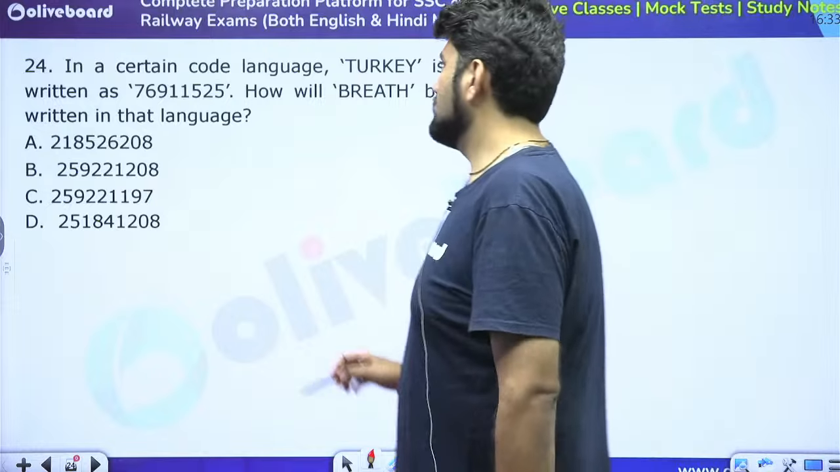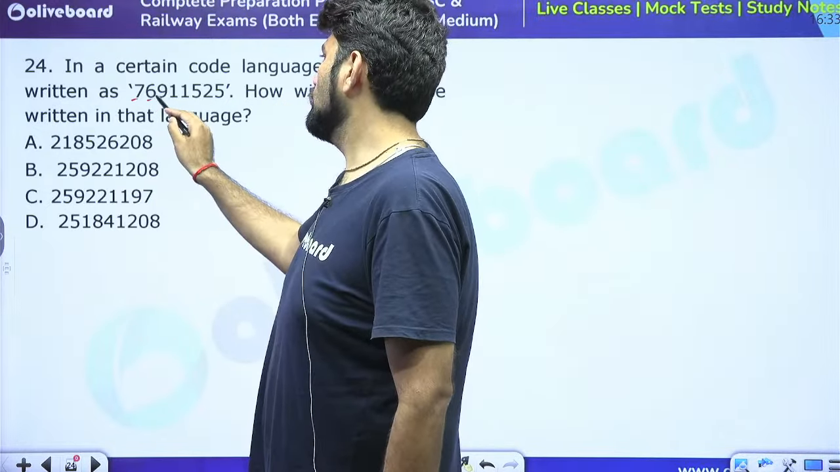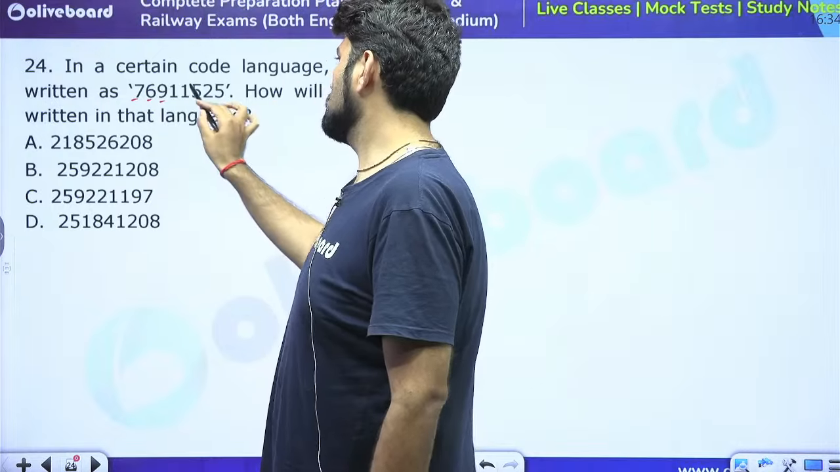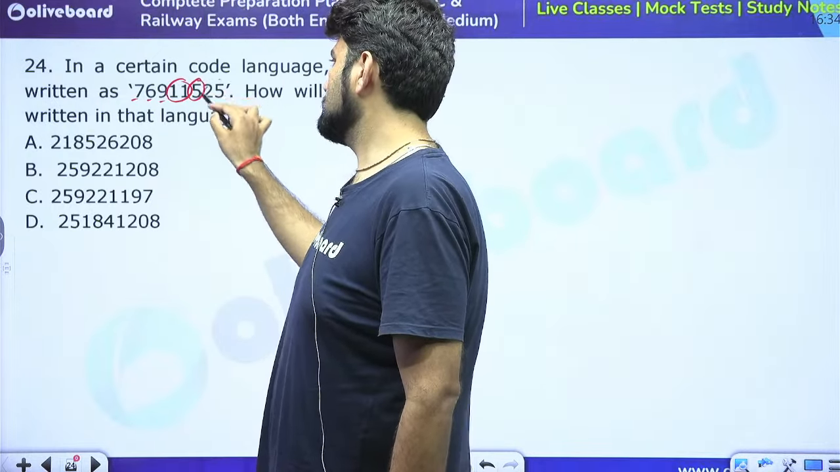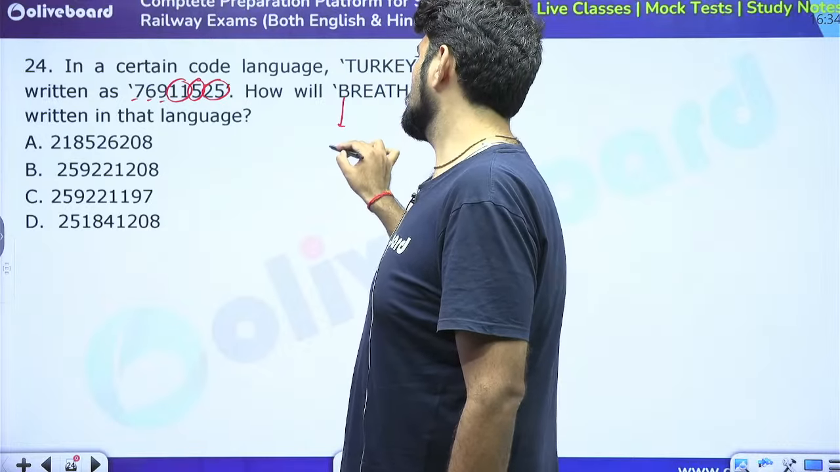This is very easy. Turkey is coded as this. So this is TUR. This is reversed. KEY. This is the same. That's the only small mistake you might make here. Otherwise, it's all fine. So reverse of V is 25.